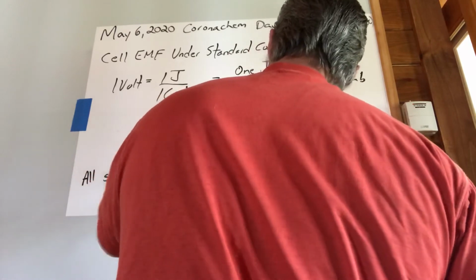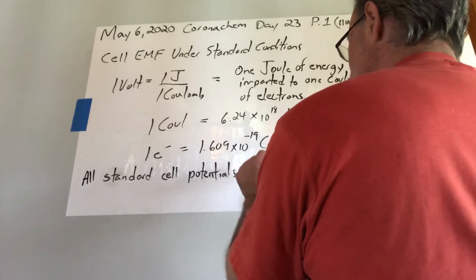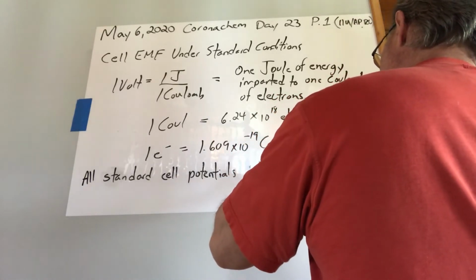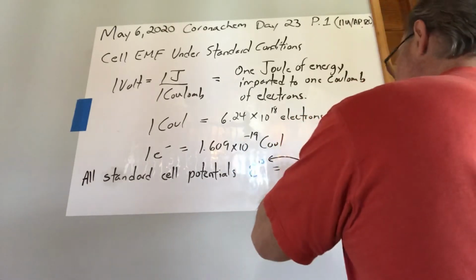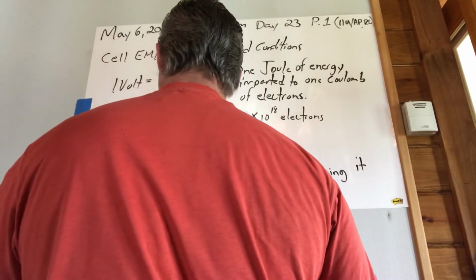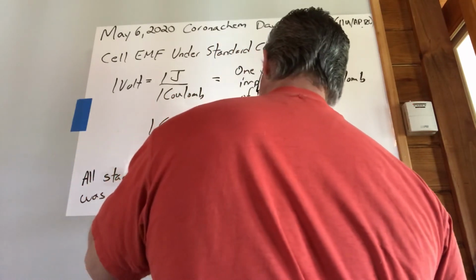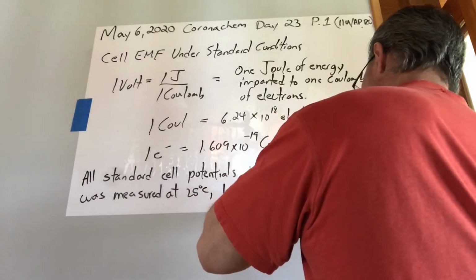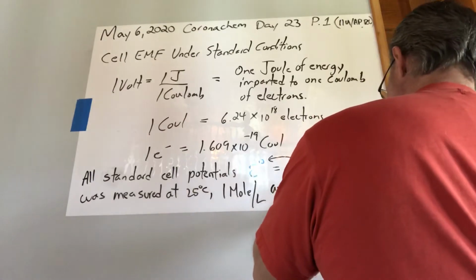They say E naught. They put a little 0 at the top, like a degree symbol, and that means it was measured at 25 degrees Celsius, 1 mole per liter concentration, and 1 atmosphere of pressure. So all those conditions have an effect on the voltage.